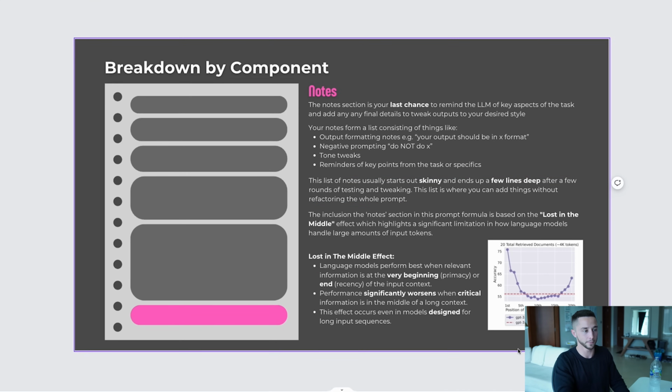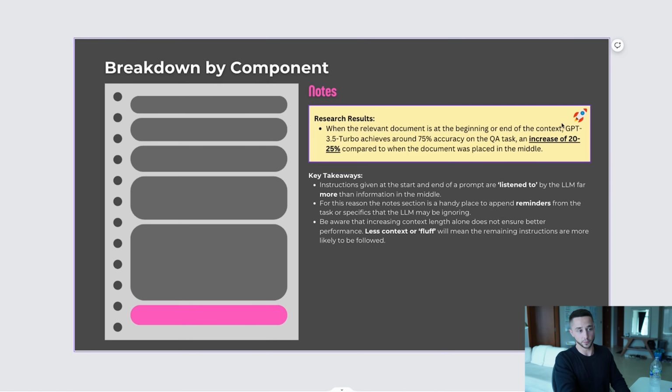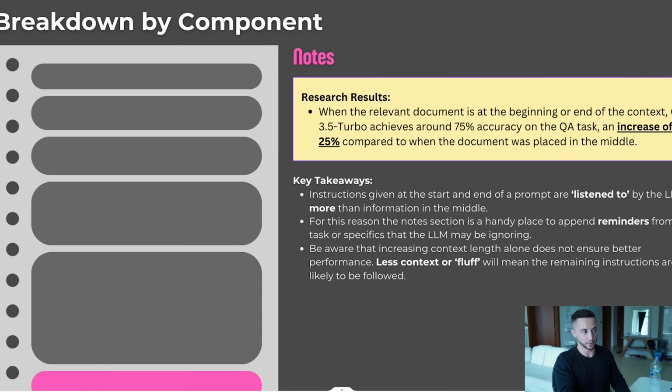I think I have a little bit more here. The research results, of course, that you've been anxiously waiting for, is that when a relevant document is at the beginning or the end of a context, GPT 3.5 Turbo achieves around 75% accuracy on a QA task, an increase of 20 to 25% compared to when the document was placed in the middle. So the key takeaways from this is instructions given at the start and the end of the prompt are listened to by the LLM far more than anything in the middle.